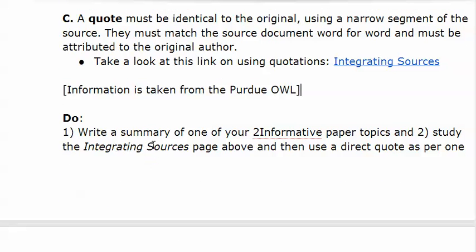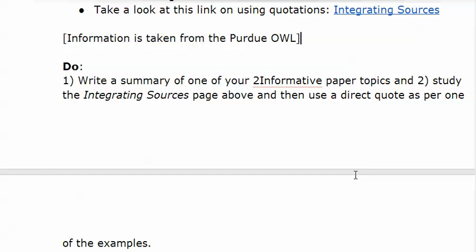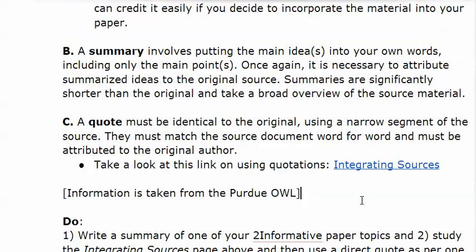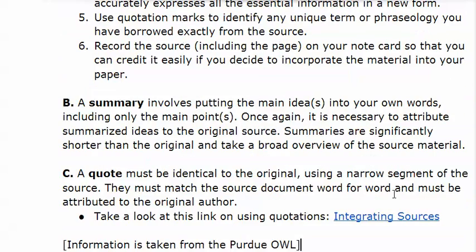What I'd like you to do here is to write a summary of one of your informative paper topics. You have to write 3 summaries, but I would just like you to write one of the summaries here and post it. And then study the integrated sources page here, and then use a direct quote as per one of the examples, and post the summary and the example of integrating a source into the D2L Dropbox for this assignment. This is the 4th view and do.